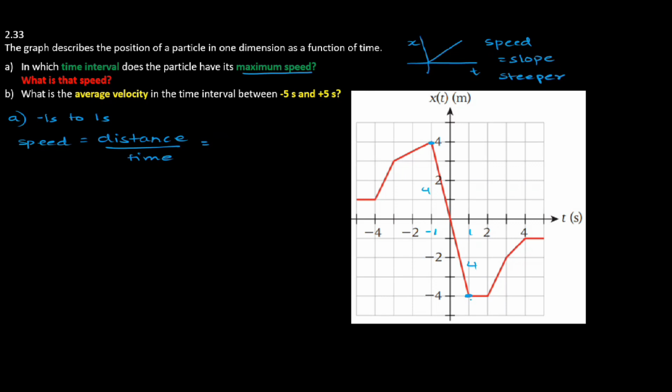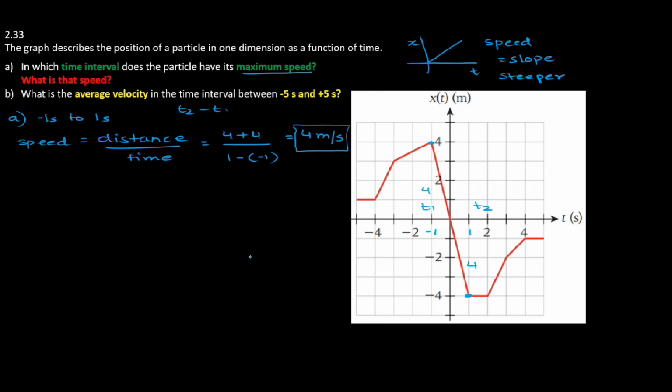When we are calculating distance, we don't take negative values, we take only positive values. So 4 meter above the time axis and 4 meter below the time axis. That gives me my distance as 4 plus 4. And the time interval we will take as t2 minus t1, where t2 is the final time and t1 is the initial time. So you get 1 minus -1. And that gives me my value of maximum speed as 4 meter per second.